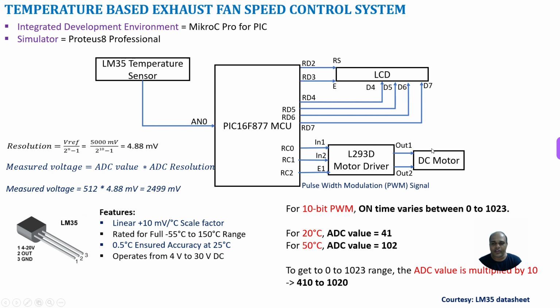So the DC motor is controlled using 3 pins from the microcontroller, RC0, RC1 and RC2. RC0, RC1 control the direction of your DC motor. 10 will make the motor rotate in one direction, 01 will make the motor rotate in the opposite direction. RC2 is used as a PWM signal. So in RC2 pin we will be generating the PWM signal, thereby the speed of the DC motor will be altered.